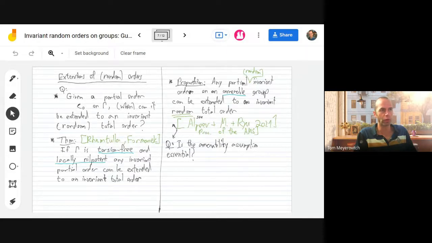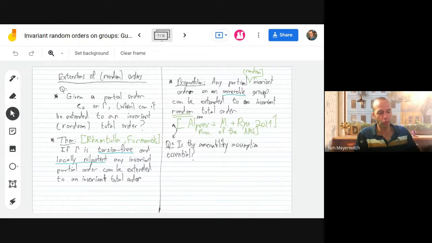So this was what we were able to now resolve with Yair Glasner and Frank Lin. And it follows from this theorem. We've looked at various examples, and the one we were able to find was based on specific considerations. It might not be the most general result, but that's what we know at the moment. On the group SL3Z, there is a fixed and very natural partial order, which cannot be extended to an invariant random order.